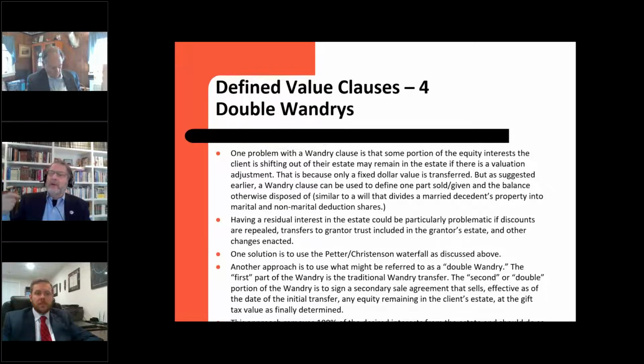sale document. So whether I'm gifting or selling, $40 million, whatever the number is, dollar value of an entity, if I find that, let's say, the Wandry mechanism resulted in 20% of the LLC remaining in my name, I have a simultaneous contract I signed at the same closing of the initial transaction that says I'm selling, for gift tax values finally determined, keep in mind Nelson, to the same trust or even a different trust, even better, any interest that were left in my name under the Wandry.